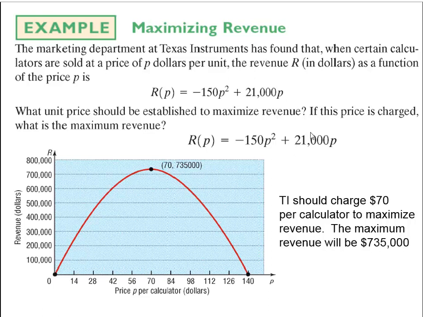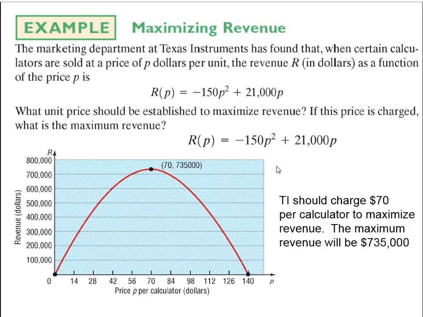So if we take, here's my b value of 21,000, here's my a value of negative 150, and if I do negative b over 2a, I'm going to get the $70. And again, I called that the x coordinate, but remember in this case, my x values are my prices. So in this case, my x value is the price of $70 per calculator. So notice down here I'm saying that the TI, Texas Instrument, should charge $70 per calculator to maximize their revenue.